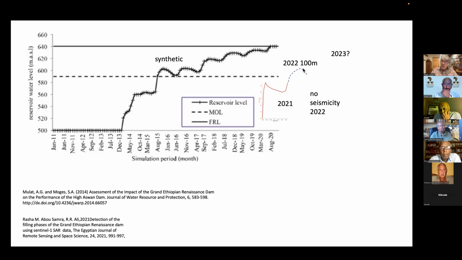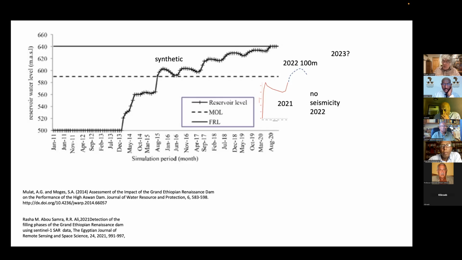And what we should have seen was some earthquakes occurring after the filling was complete in 2022. There was a slight decrease, and there should have been some earthquakes. There weren't, at least nothing greater than magnitude 4. And that again is, I think, a very sad commentary on the data available.